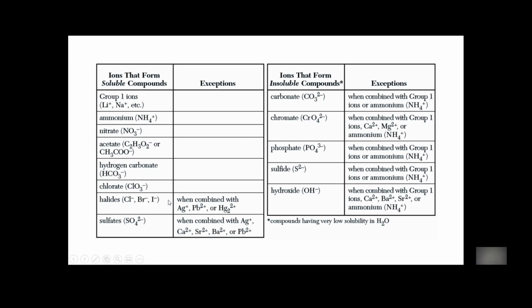Halides will as well, except for if it's attached to silver, lead, or mercury. Then it'll turn into a solid. Sulfates will stay in ionic form in aqueous solution, except for when it's attached to these. So look for the word soluble.